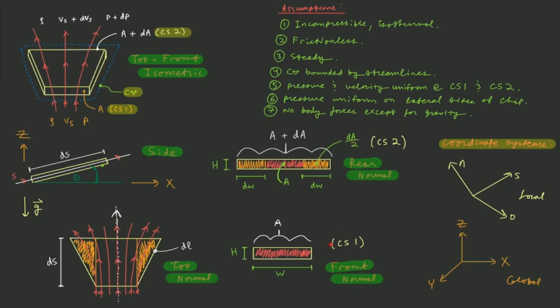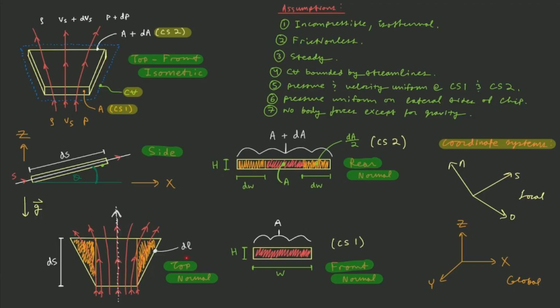Now, if you look at control surface 1, which is this control surface right here, and again, control surface 2 is this one, you'll see that we have our red area A, and that is equal to H times W, right? So our control surface 1 has area A, and our control surface 2 has area A plus dA.